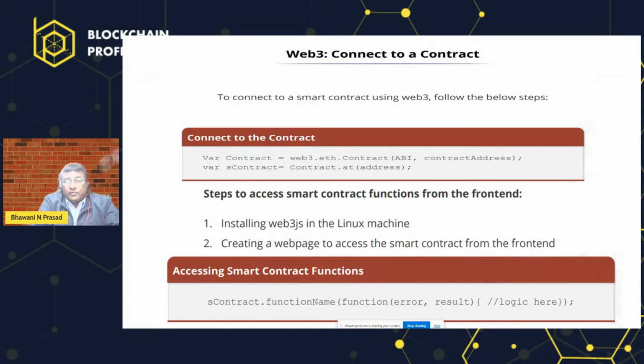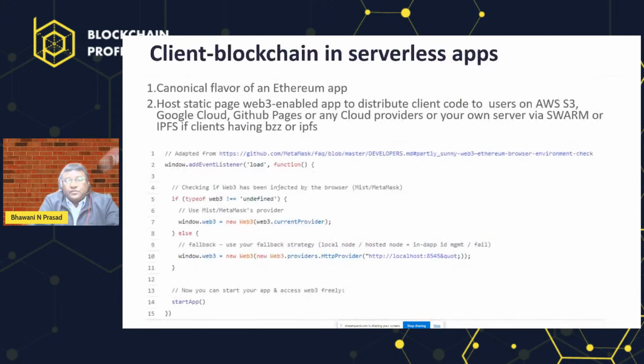So you can define in your application the contract, once a smart contract is created. Now you are going to use it in your application. You can define the contract. You can use the contract address and function names.